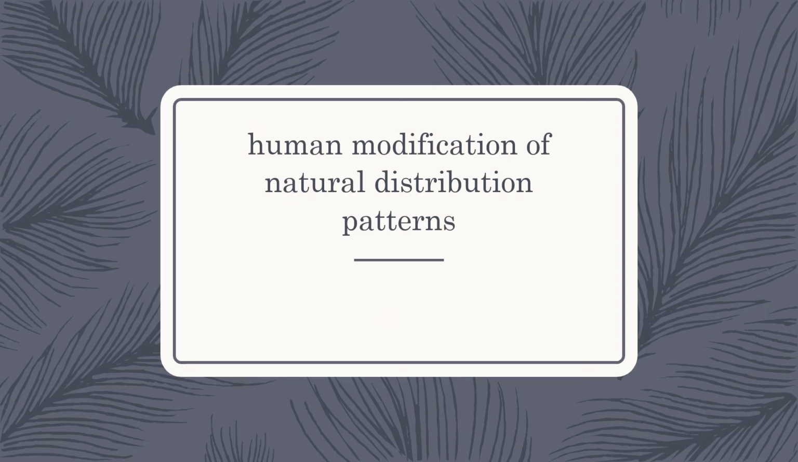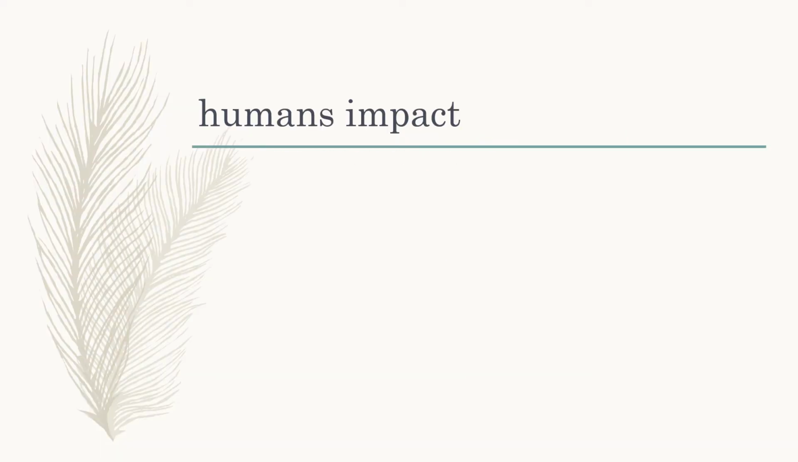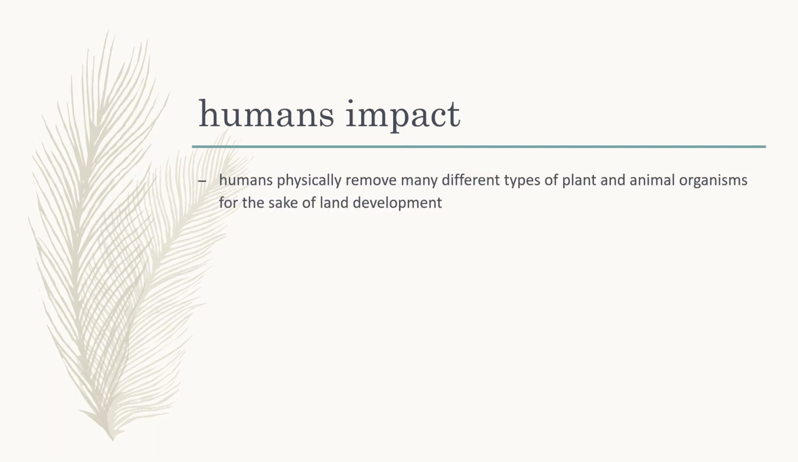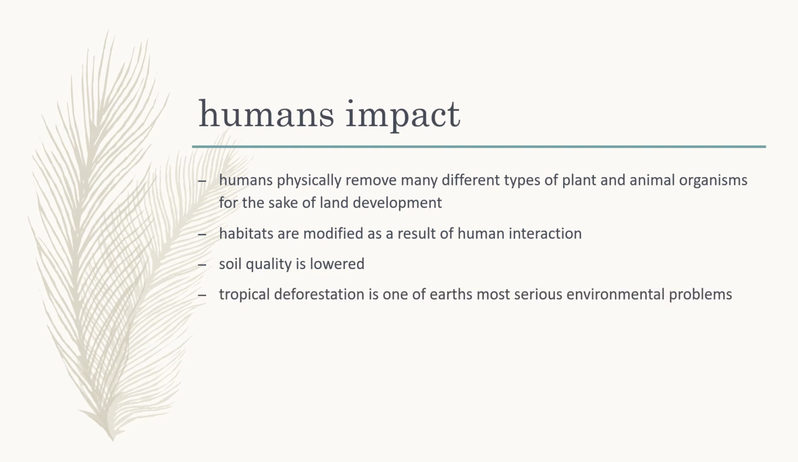Finally, we will examine some human modifications of natural distribution patterns. Humans have a vast record of altering habitats due to their careless interaction with them. Humans destroy many ecosystems by removing plants and animals for the process of land development. This can cause species to begin to die out and has even caused extinction in some cases. Animal habitats are altered because of human activities such as farming, engineering, grazing, etc. This can lower the soil quality as well as hurt vegetation growth in the area.